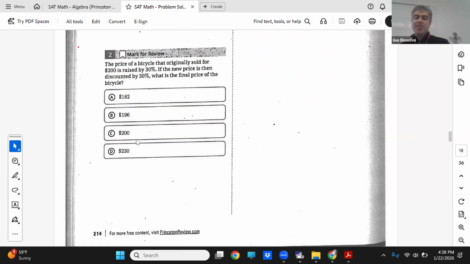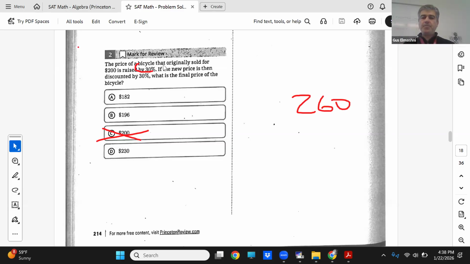This seems too good to be true. It's not C. It's raised by 30%, and down 30%. You literally need to calculate the new value and then calculate the second value. It's 200 times 0.3, right? What's 30% of 200? 60, right? So now 260, and then do 30% of 260 and take it away. So you get 182.